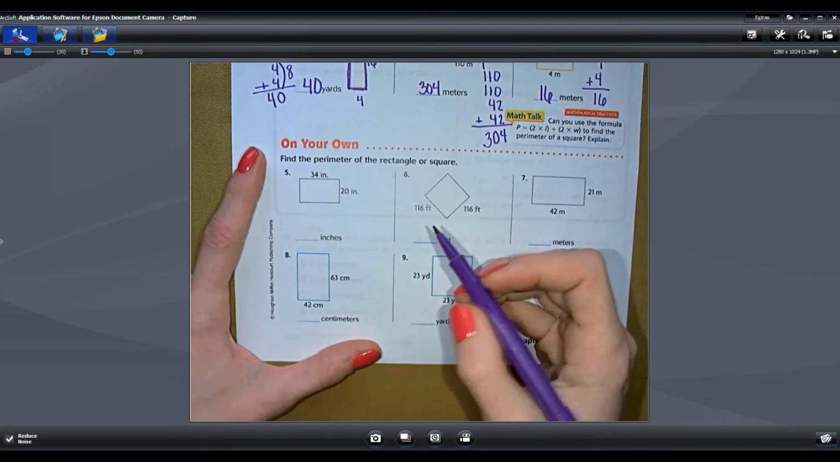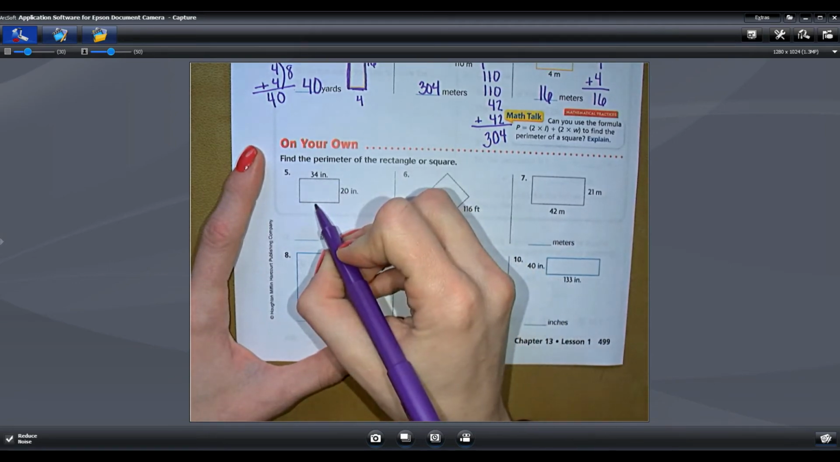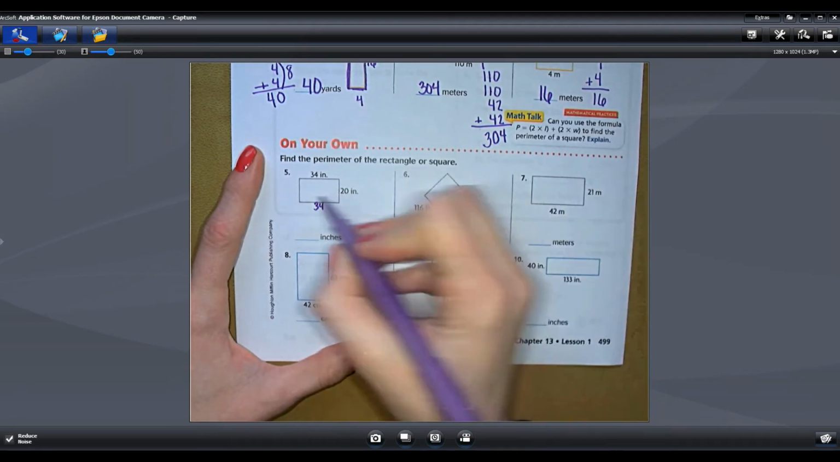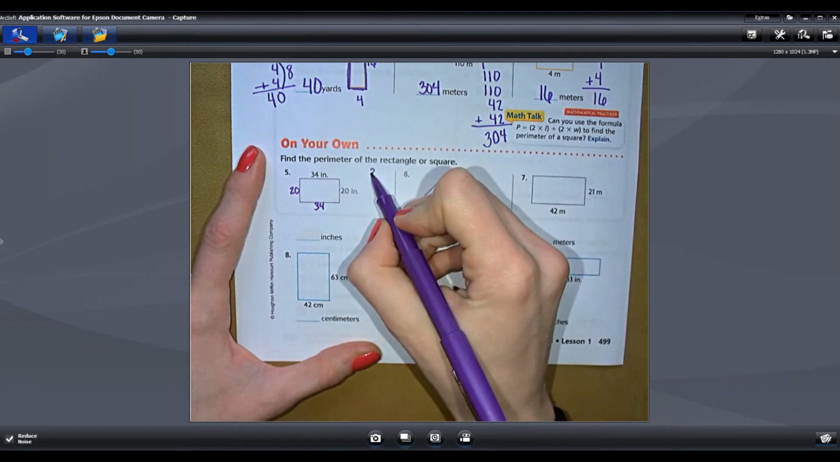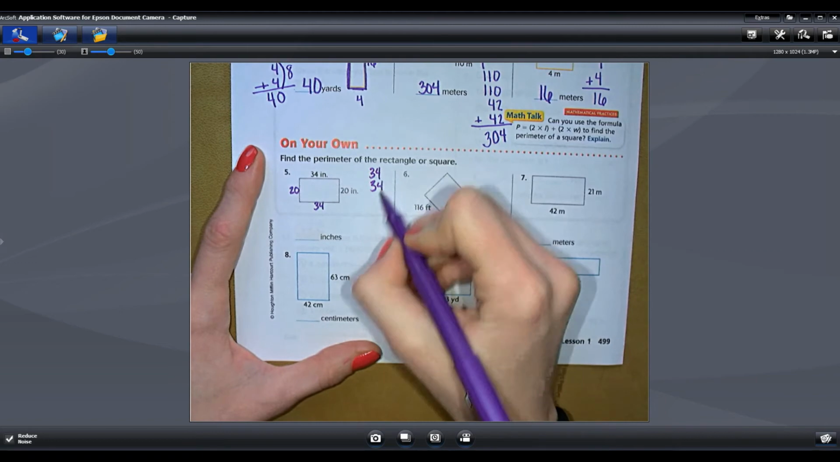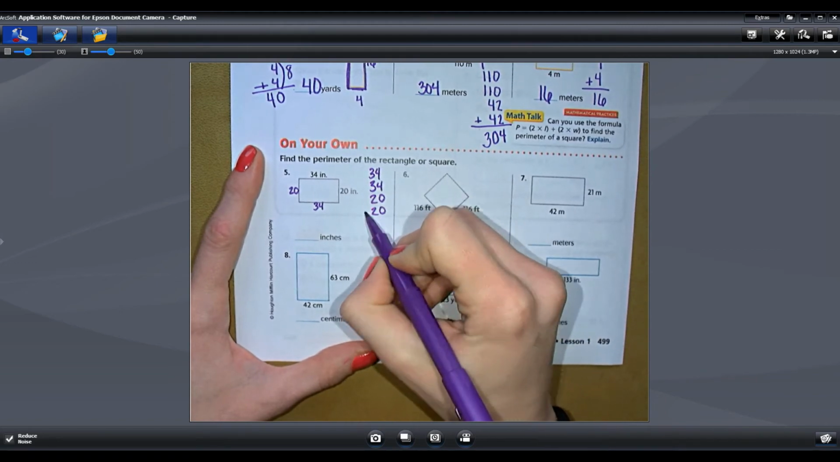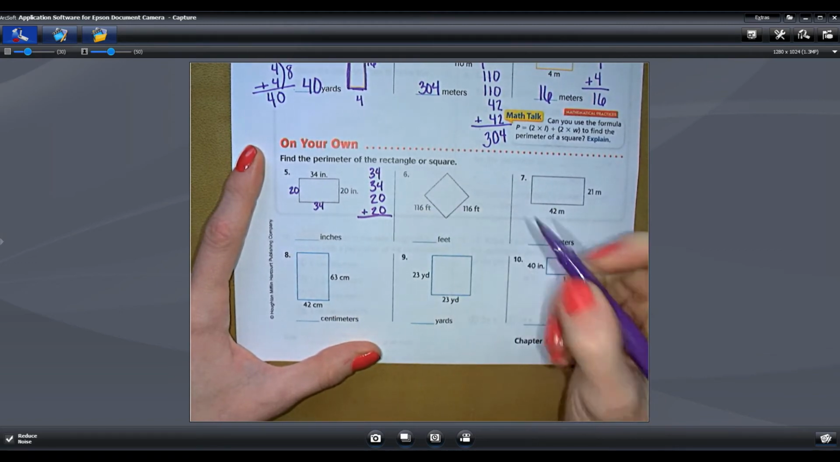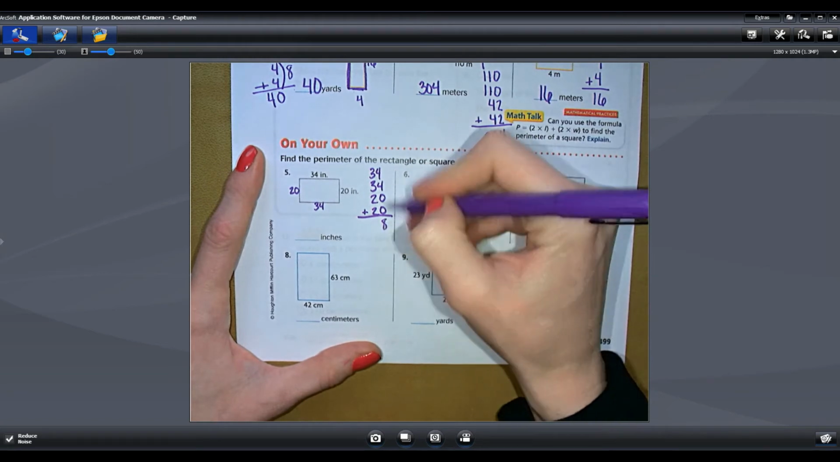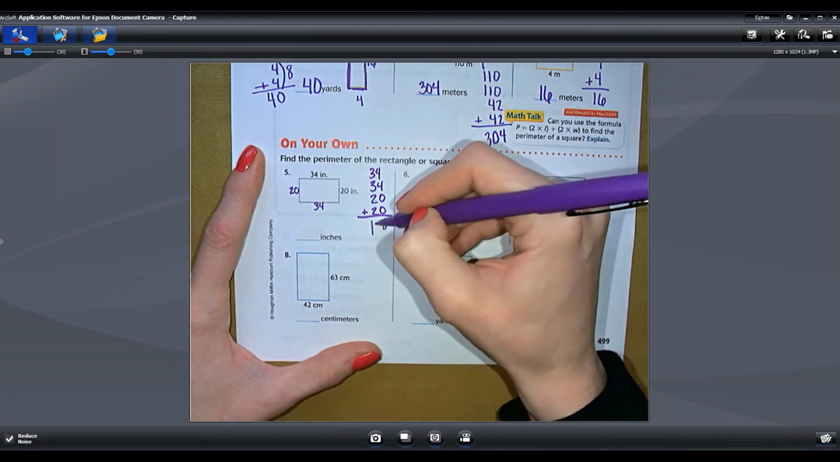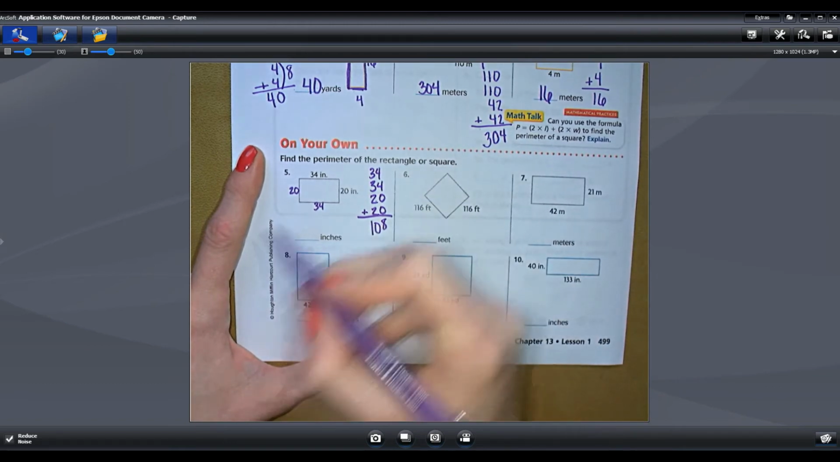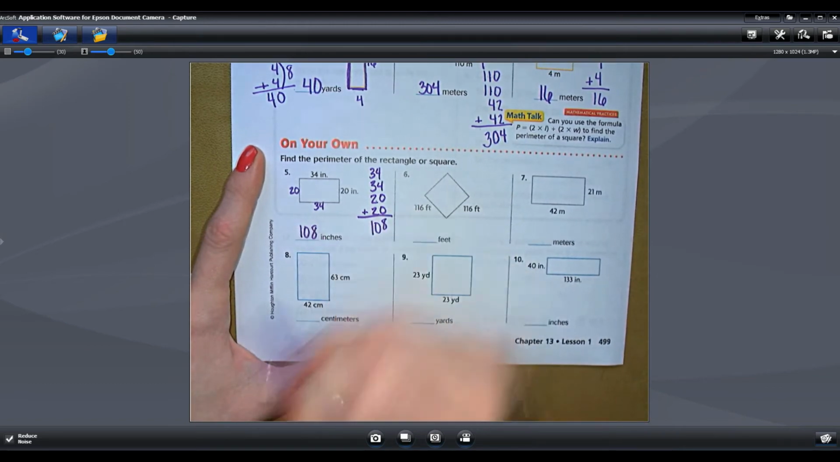Okay, adding up all 4 sides. This is a 34 because that's a 34. This is a 20 because that's a 20. So adding them all up, 34 plus 34 plus 20 plus 20. 4 plus 4 is 8. 3 plus 3 is 6. 7, 8, 9, 10. So 108 inches.